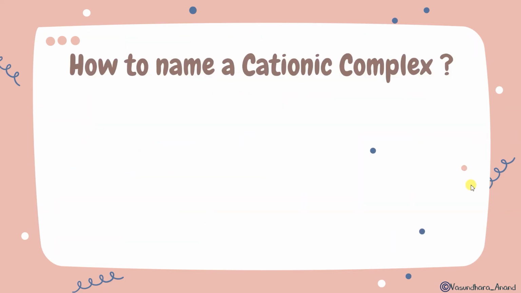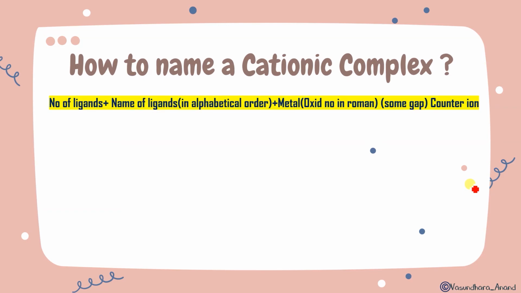So now the format is there. How to name a cationic complex? There is a format for that. First, we will write the number of ligands, however many there are: di, tri, tetra, whatever it is. Then we will write the names of ligands in alphabetical order. Then we will write the metal and the oxidation number in Roman, and then we will leave a gap. Up to here it should be one word, with no gap. Got it? The first gap will be here, and then the counter ion.